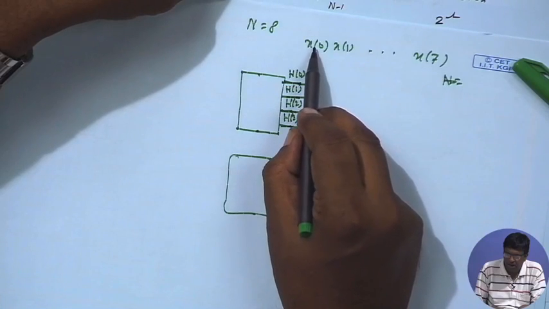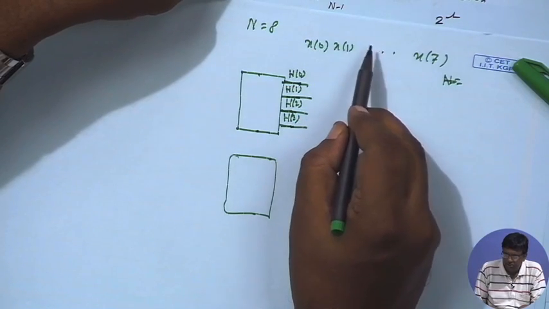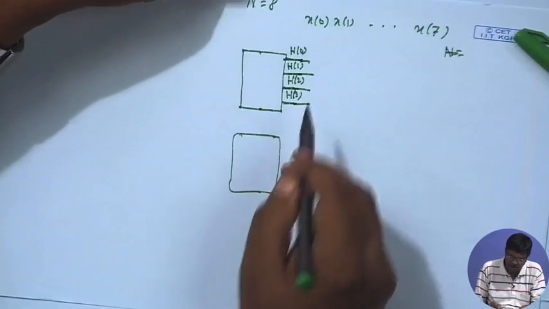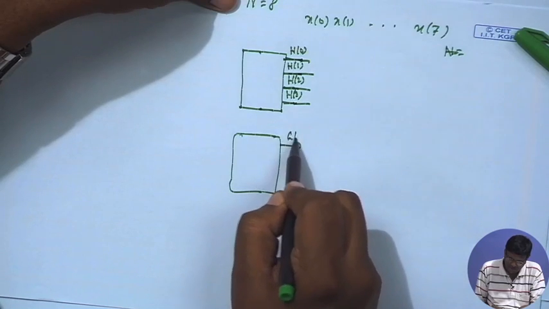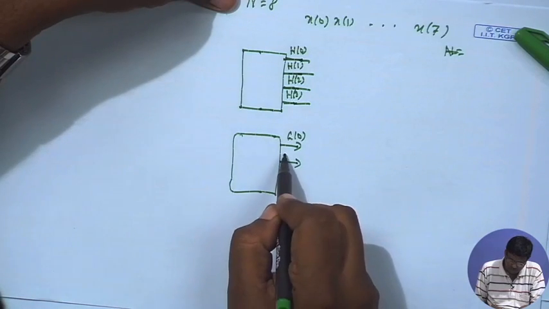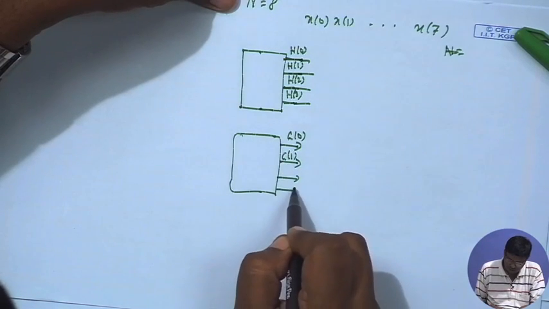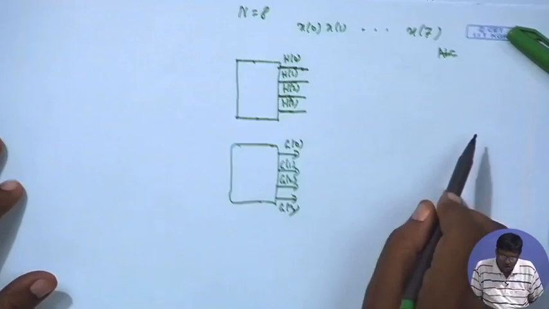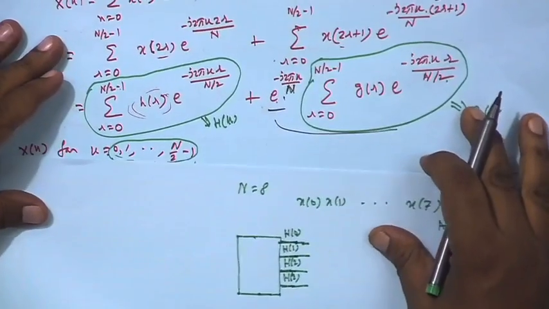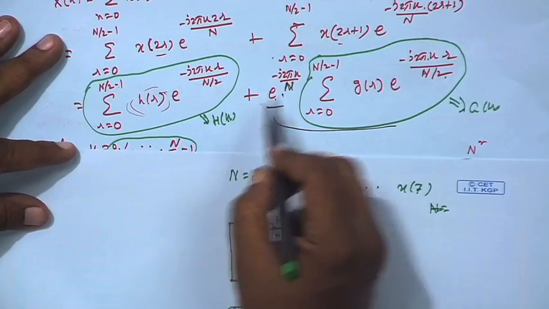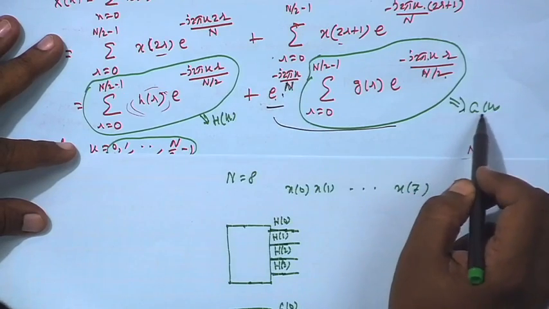So, if you take the even points x 0, x 2, x 4, x 6, put them and then take their DFT and they are coming out h k. And here suppose you have got this for the odd part. Then from this formula you have to find out the final output x at 0. So, that will be h 0 plus this factor times g 0.